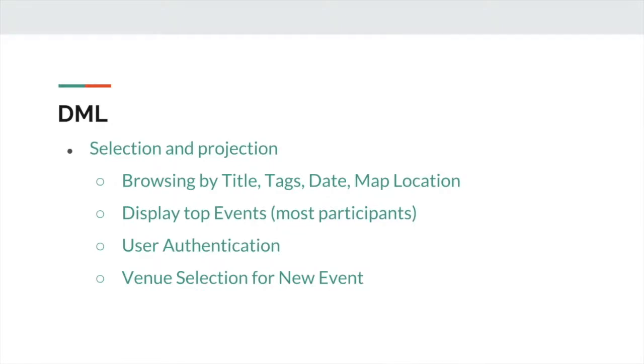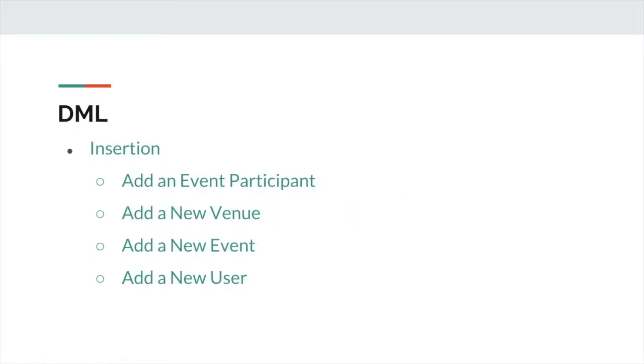If we look in more detail into the DML operations we perform in our database, for selection and projection, we use these kinds of operations for browsing different events based on their titles, tags, date, and the location on the map. We also use it to display top events with the most participants, for user authentication, and for selection of venues when we create new events. In terms of insertion, we use insertion for adding new event participants, adding new venues, new events, and new users.